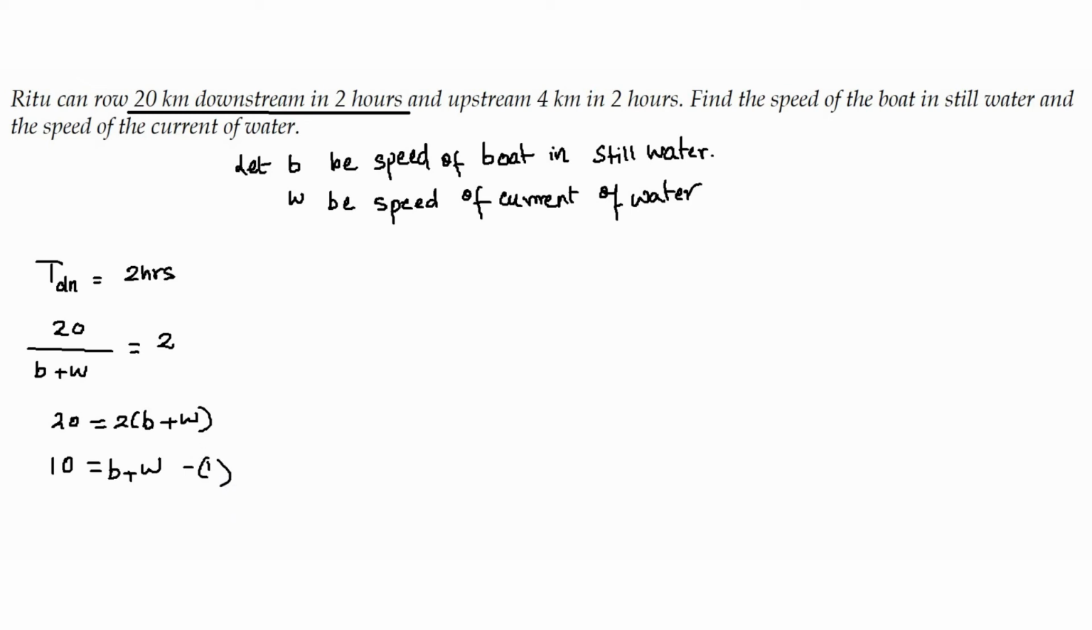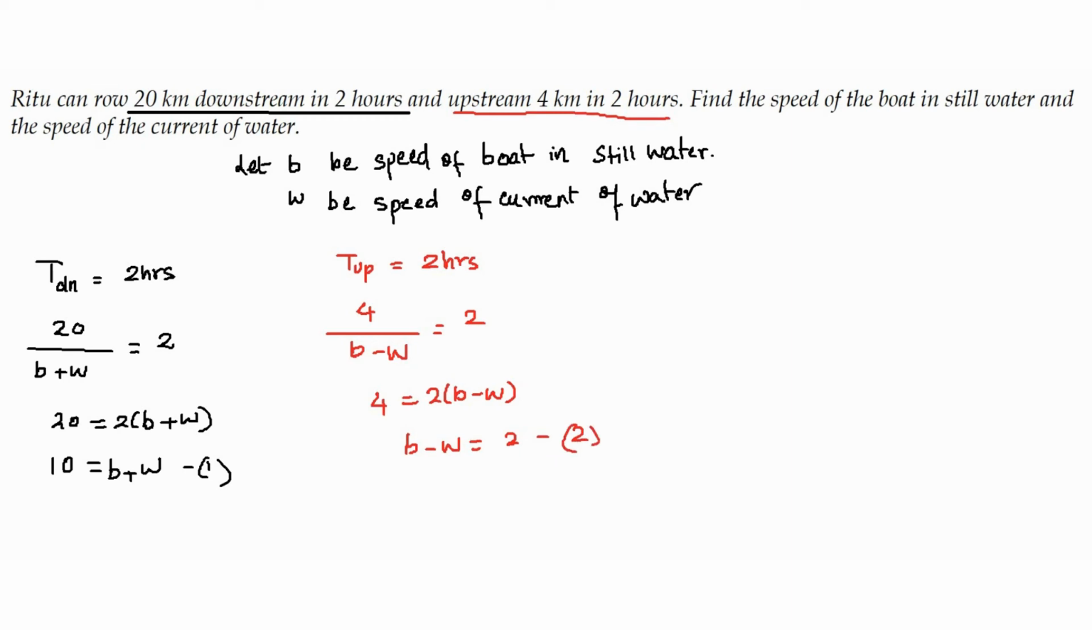Now let us go ahead and look at the next condition that is given. To go 4 kilometers upstream, it again takes 2 hours. So time taken to go upstream is also 2 hours. Time taken to go upstream will be the distance upstream, that is 4 kilometers, upon the speed to go upstream, which will be B minus W, and that is equal to 2 hours. So again, 4 is equal to 2 times B minus W, which means B minus W is equal to 2.